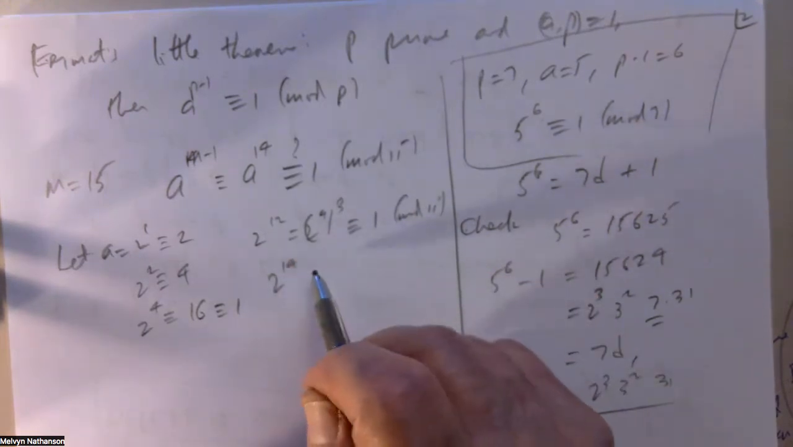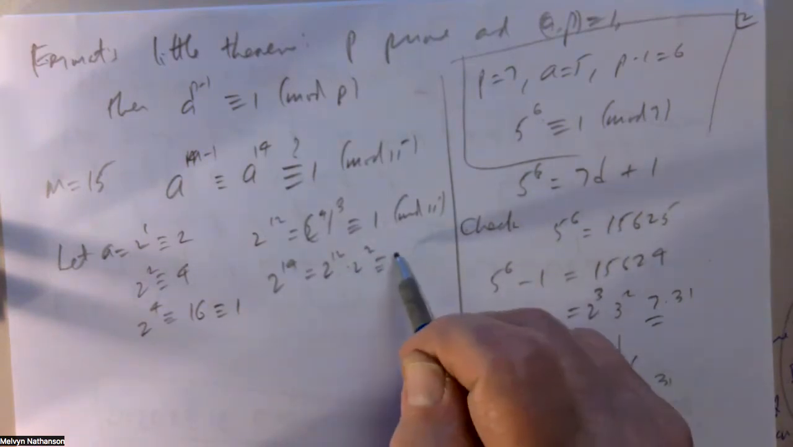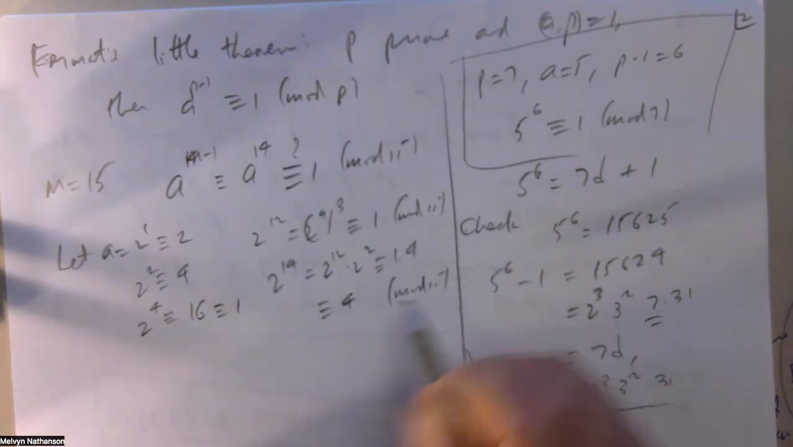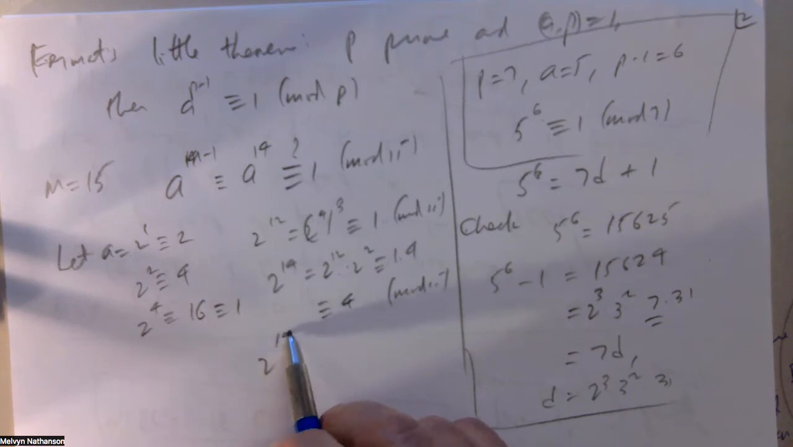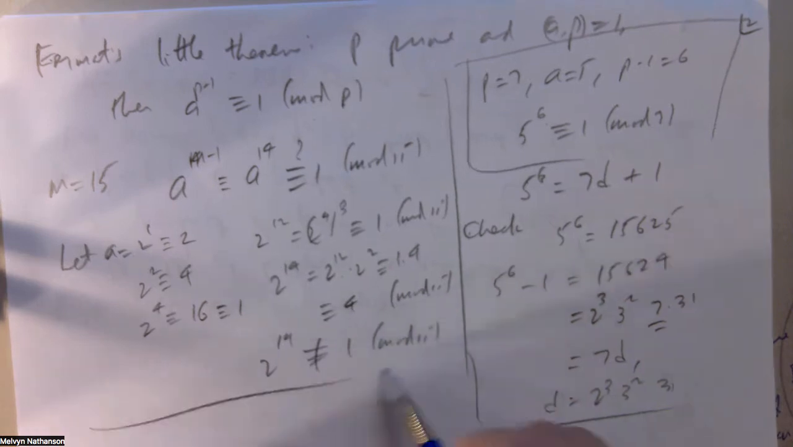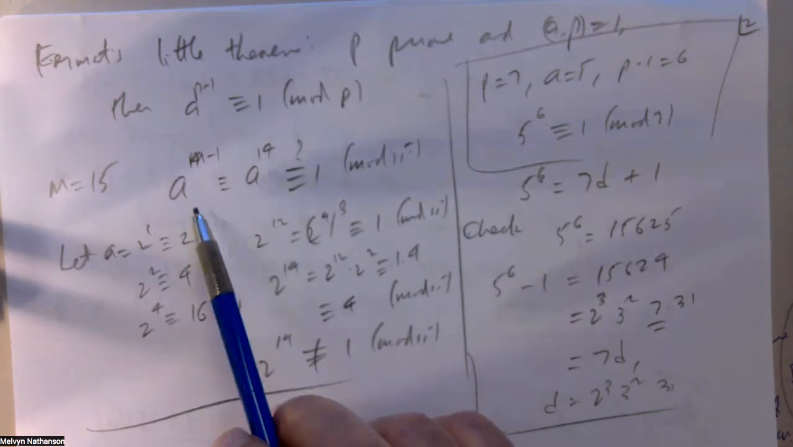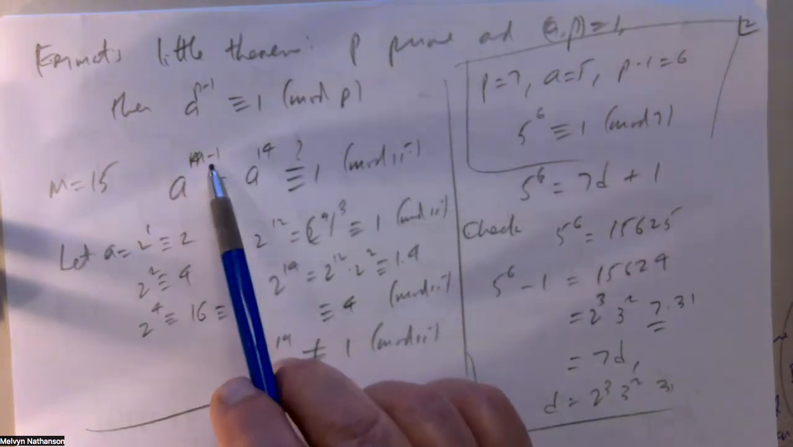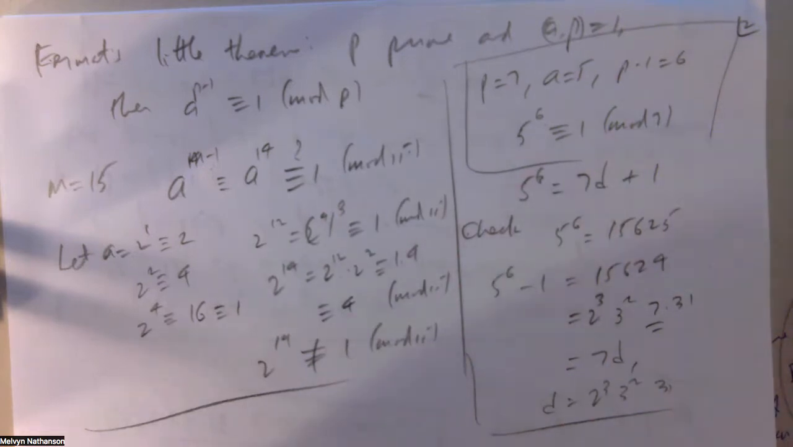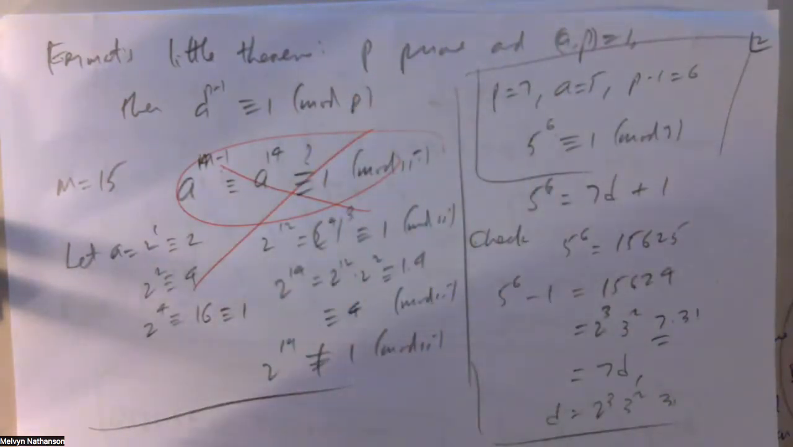So 2 to the 14th is 2 to the 12th times 2 squared. 2 to the 12th is 1, times 4. This is congruent to 4 mod 15. 2 to the 14th is not congruent to 1 mod 15. So even though 2 is relatively prime to 15, it is not true that 2 to the m minus 1 is congruent to 1 mod 15. So this statement, let me just cross it off. That statement is false.